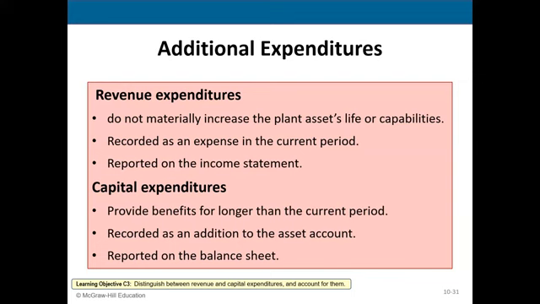That's different than a capital expenditure. A capital expenditure is on your balance sheet. They provide a benefit to the asset. For example, replacing a transmission in the car. That changes its useful life, makes it longer, provides additional benefit. We record it as an addition to the asset account. We debit the vehicle asset account when we replace something like a transmission because it's a major overhaul. It improves the asset.